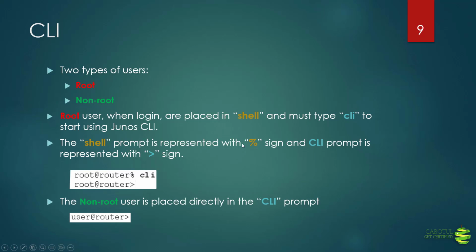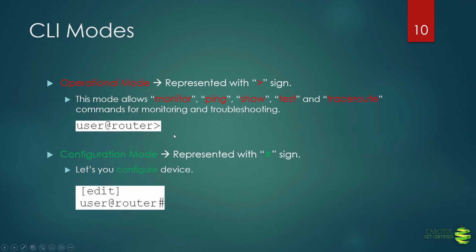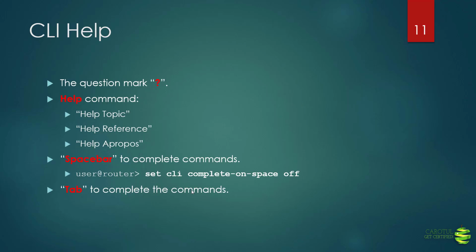So let's go back to the slide. As I said, you have to type the CLI to get here, and then there are two modes. Operational mode is represented with the greater than sign, where you can use monitor, ping, all the show commands, test, traceroute, these things, and this is an example of that. On the other hand, the configuration mode is represented with the hash sign or a pound sign, where you can configure all the things on the device.